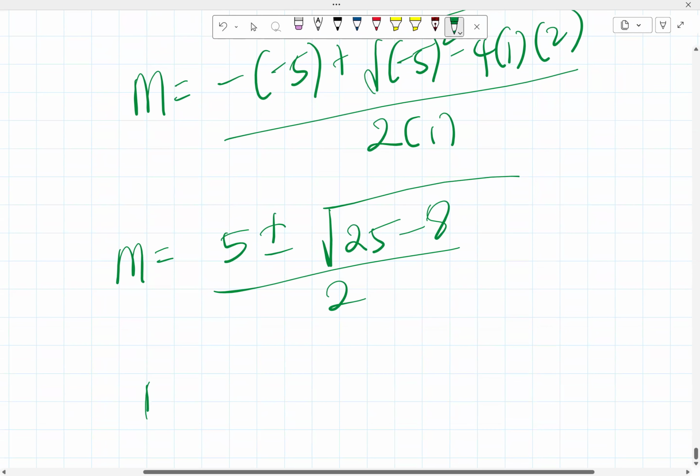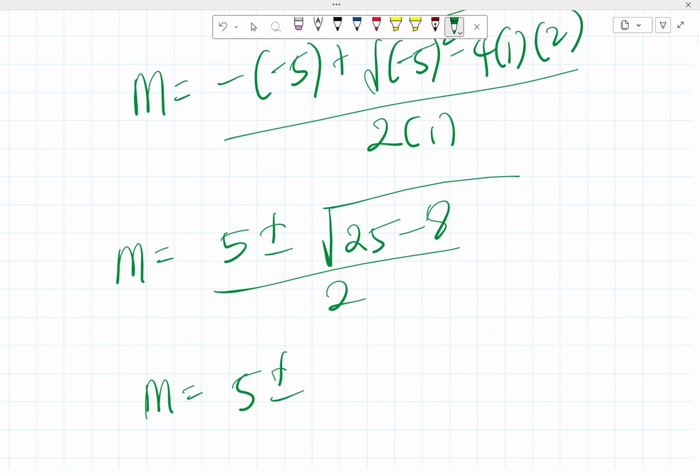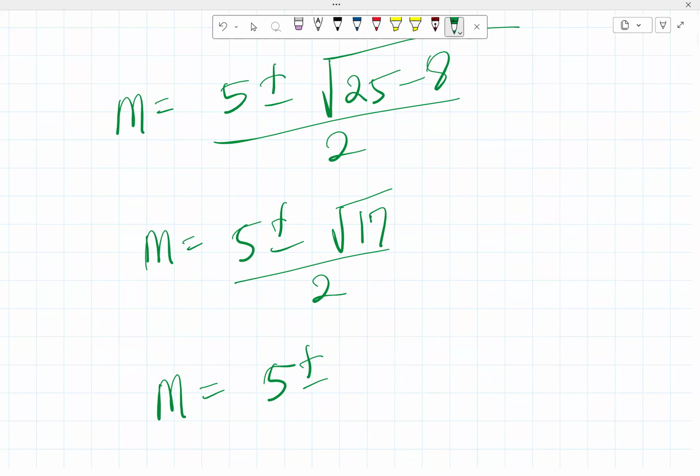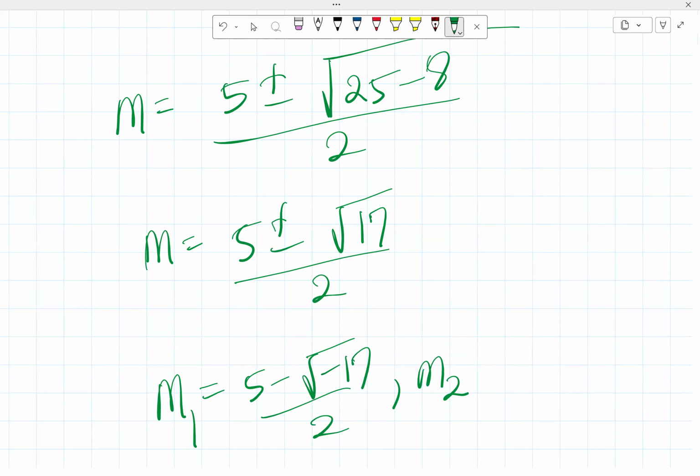So m is equal to 5 plus or minus the square root of 25 minus 8. That's root 17, I believe, all over 2. So we can split it up. We have m1 to be 5 minus root 17 all over 2, then we have m2 to be 5 plus root 17 all over 2.